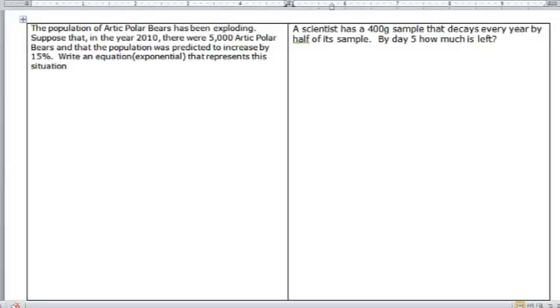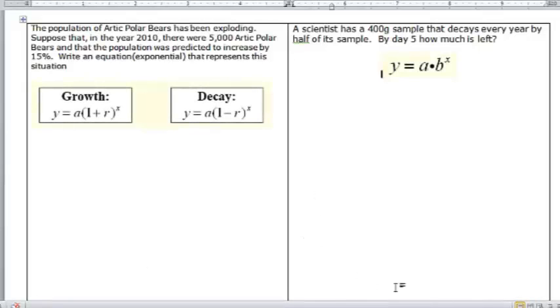Suppose that in the year 2010, there were 5,000 Arctic bears and that the population was predicted to increase by 15%. Write an equation that represents this situation. Now, first thing to notice is that the first problem is going to use these formulas, but the second problem is going to use a different formula because that one is talking about that population or that amount being cut in half.